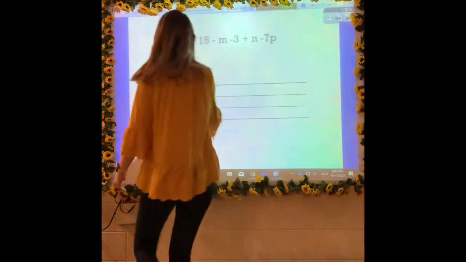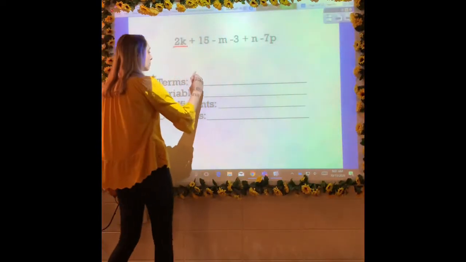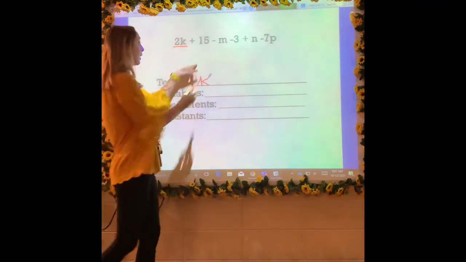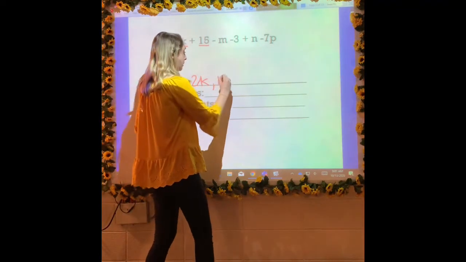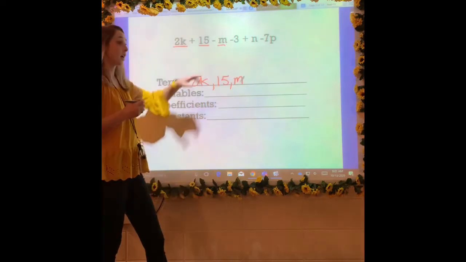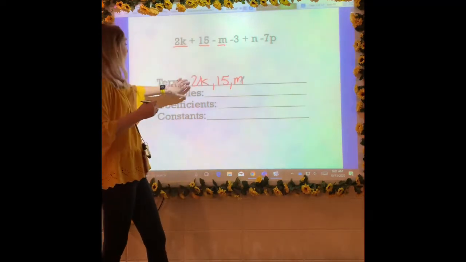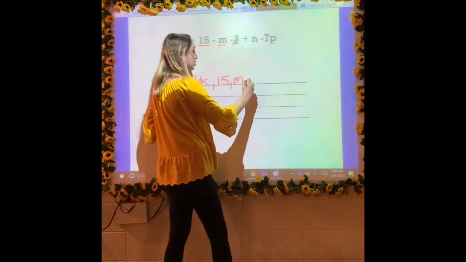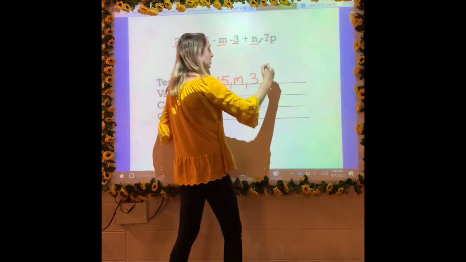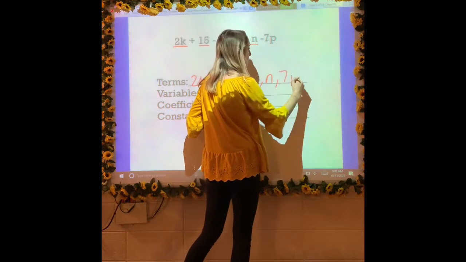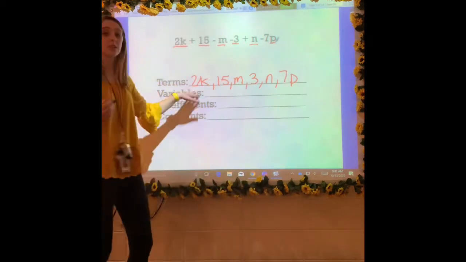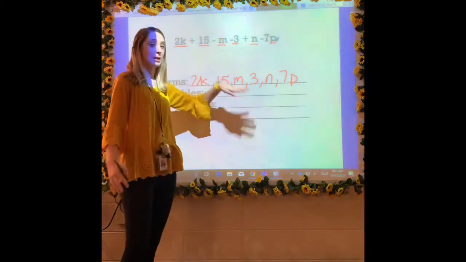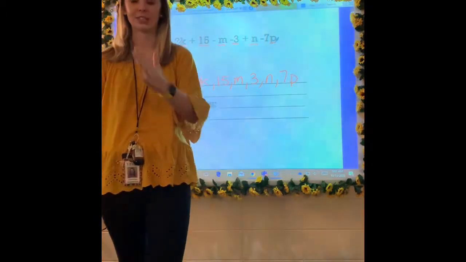So 2k is a term, and it is separated by an addition sign. 15 is a term. n is a term because it's separated by a subtraction sign. 3 is a term. n is a term, and 7p is a term. Notice how none of these are positive or negative; they're just normal numbers. You just drop them down if they're separated by an addition or subtraction sign.